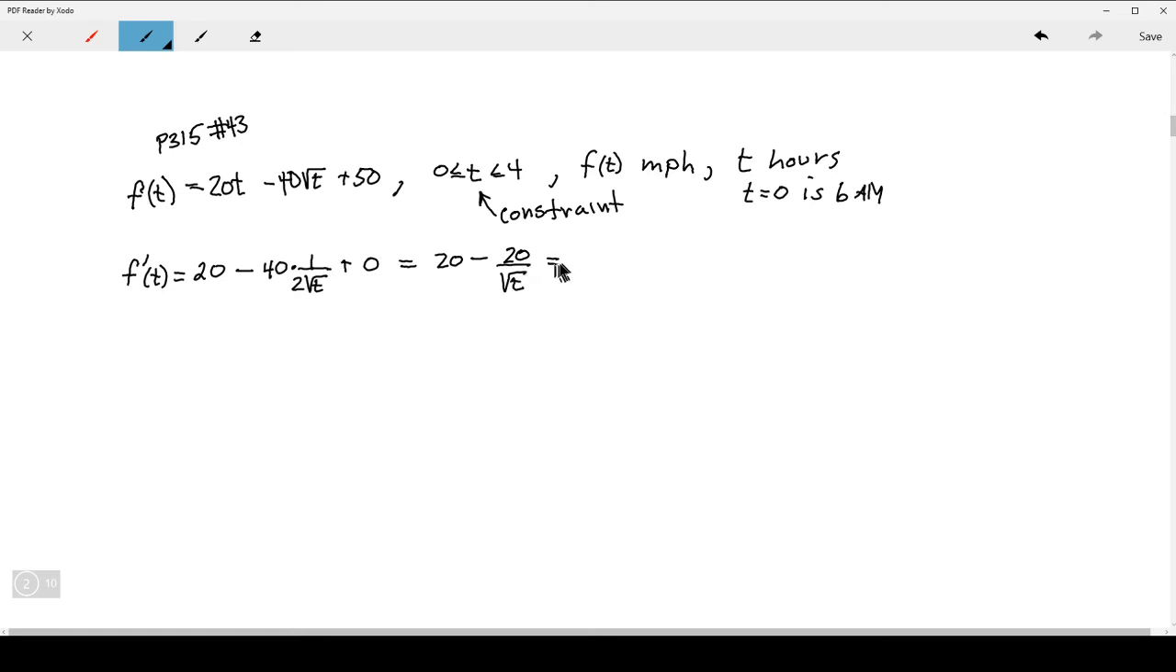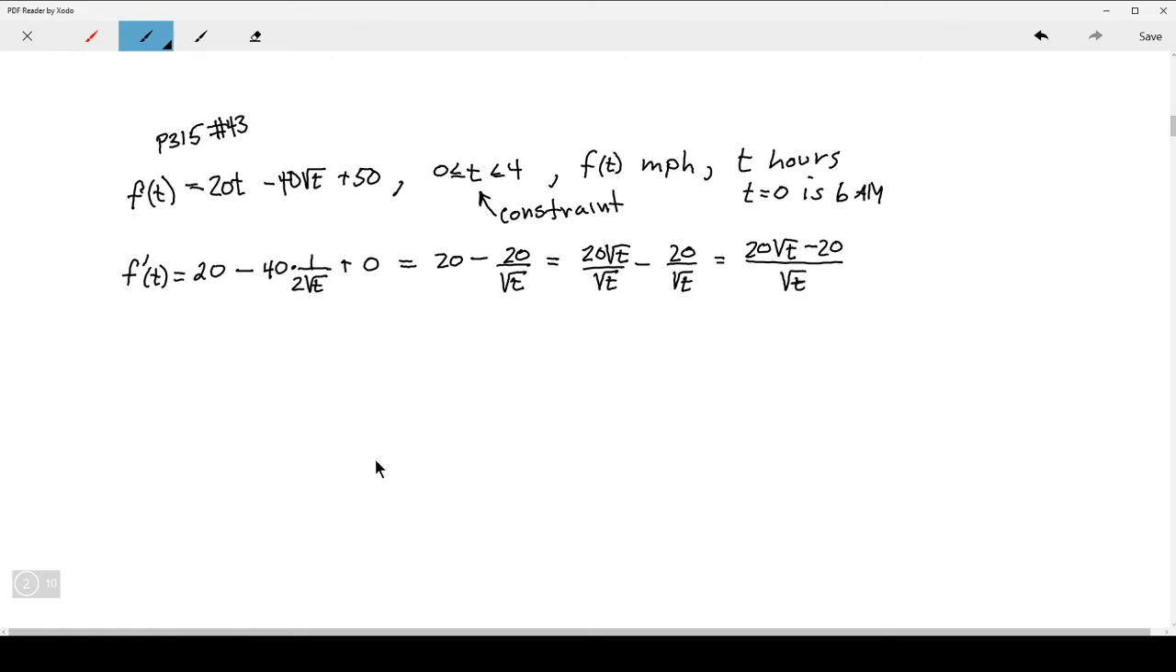Then to get all of the possible critical points, I have to combine this. That means multiplying over here by the square root of t over the square root of t, so I'll have 20 square root of t. I'll do it in 2 steps because you can't ask me questions here easily. When I put this together, I have 20 square root of t minus 20 over the square root of t. So there's my final form.